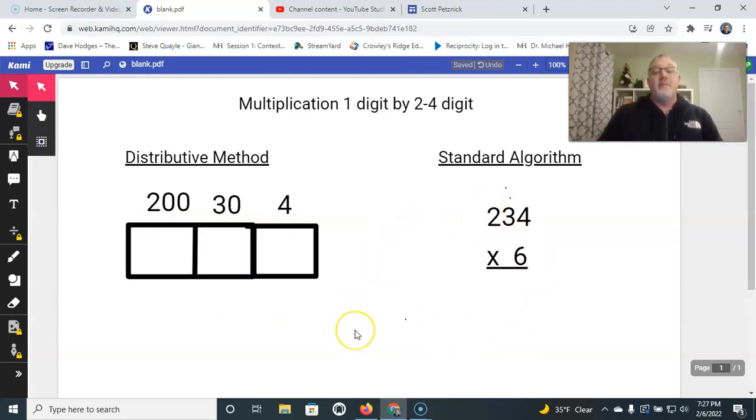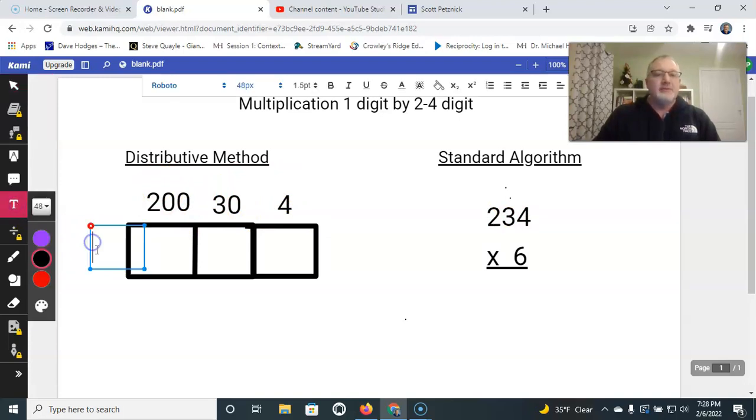The distributive method says that we take a number, we break it into its parts, we multiply each individual part, and then we add it back together. That's what's happening here. We took this 234 and broke it into parts. Now we're going to multiply it times 6, right? Because we have to multiply 6 by every part. Up here, we do this in the standard algorithm. We're going to be doing the same thing here, okay?